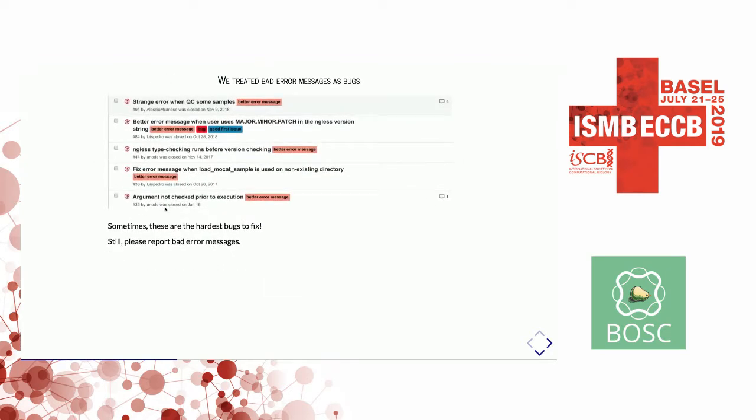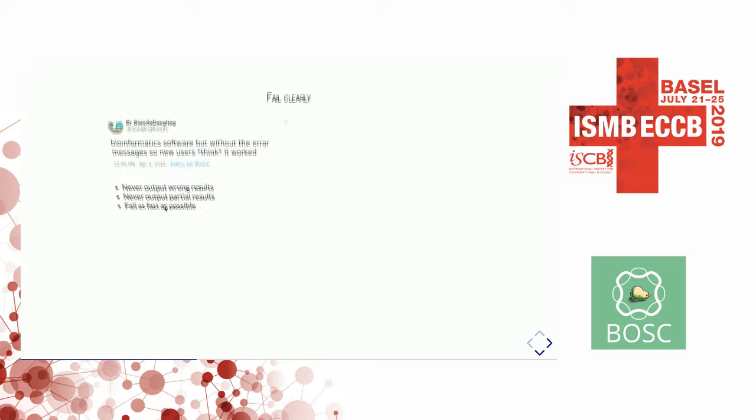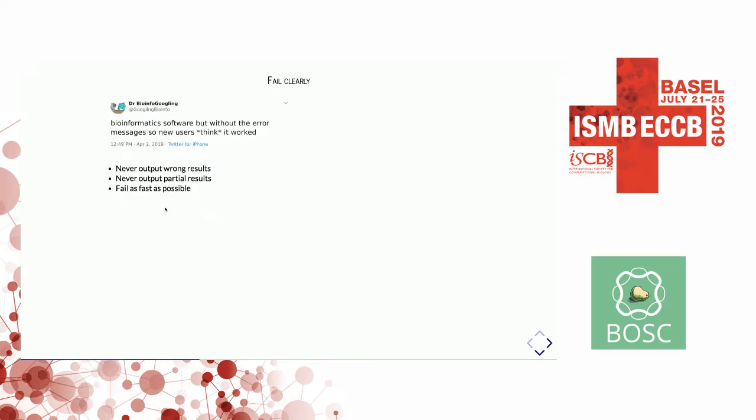So bad error messages, we treat them as bugs. Actually, please report them. I think there's sometimes a feeling, as a user, that if you get a core dump, that's a bug in the software. You should report that. If there's an issue, the software should tell you what the issue is. If it's run out of memory, it should say, I've run out of memory. If your file is malformatted, it should say line 317, that's an error. So please report bad errors as bugs. We try to fail clearly.